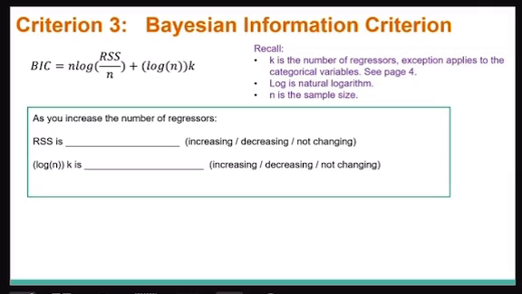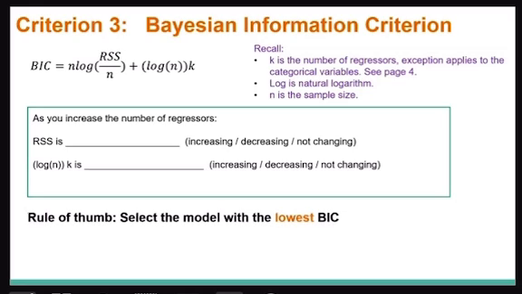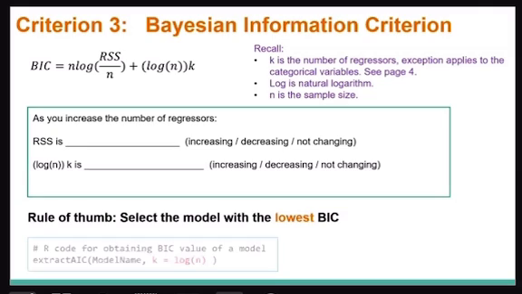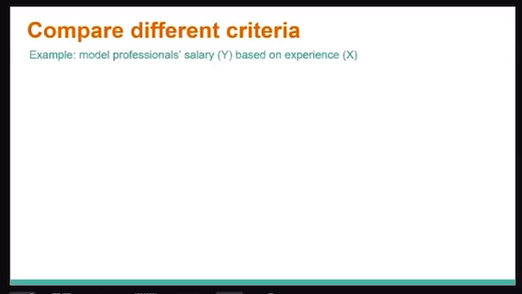Now here, the rule of thumb is to select the model with the lowest BIC. And how do I get that in R? Please take a look at this. If I want to get a BIC, I'm going to use extract AIC with the model name, and I'm going to set K equal to log of N. That's the R code for that. So that is the criteria, right?